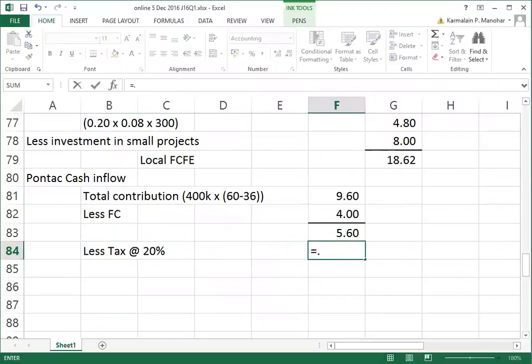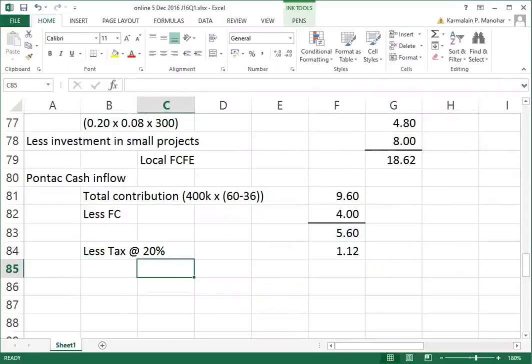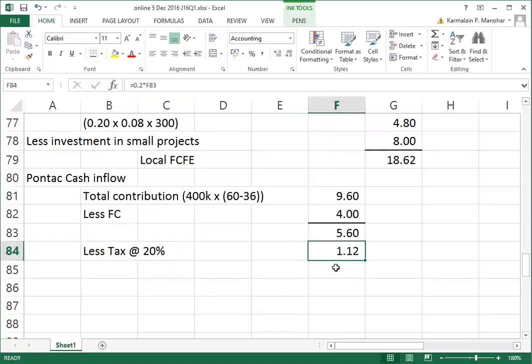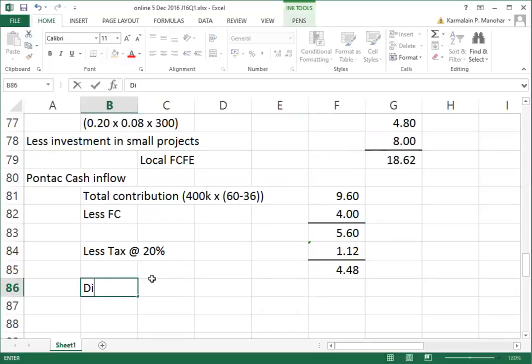Equal 0.2 times that. 1.12 after tax. Anybody? What do we got after tax? 1.12 is the tax. Equal that minus that. Get 4.48, and therefore dividends at 80%.